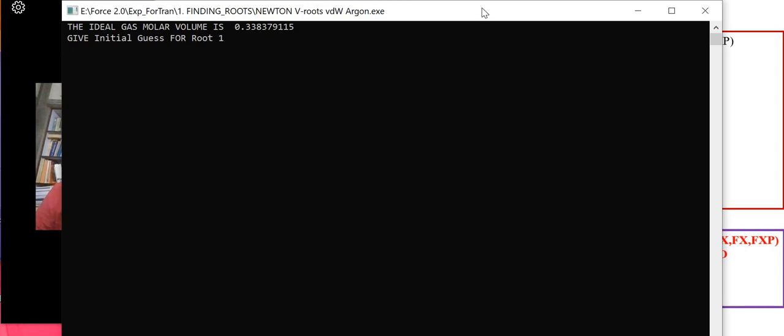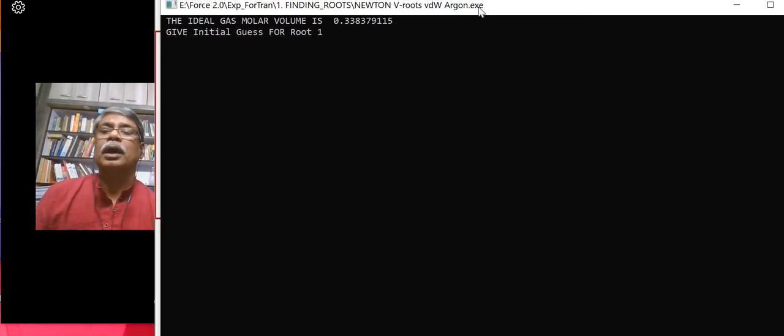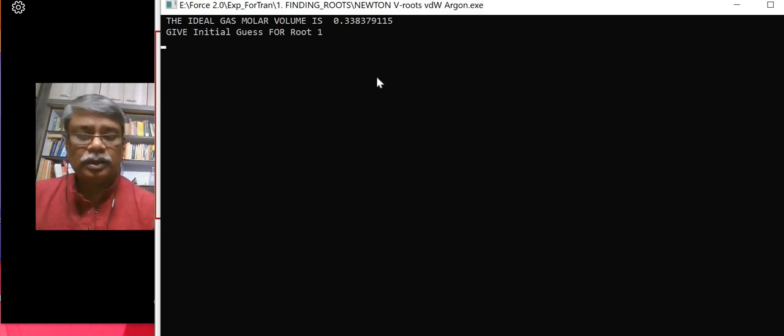Okay, so initial guess for root 1. So let me give, as I've already given trial so many times, so I know the proper guess value.